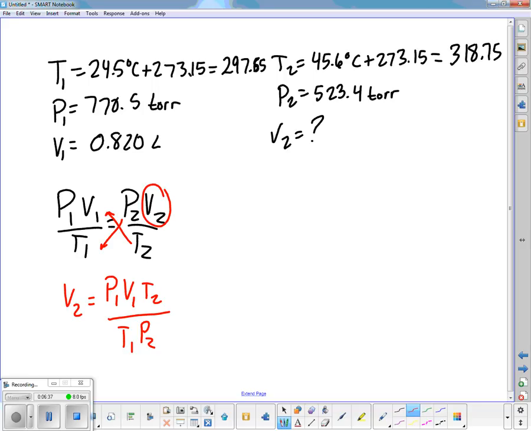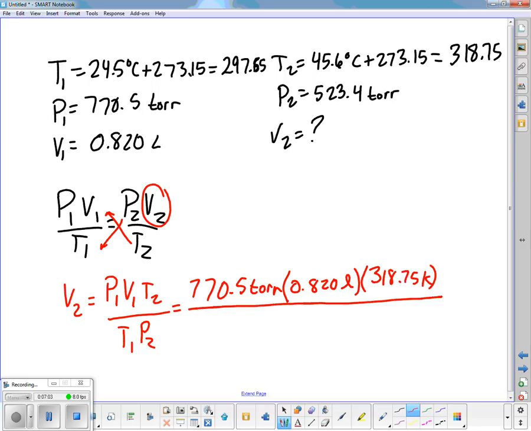Okay, and then I just plug in. The biggest mistake that I see on this one is people forget to put parentheses around the bottom numbers. So P1, 770.5 torr, times V1, 0.820 liters, times T2, 318.75 K, divided by T1, 297.65 K, times P2, 523.4 torr. Now, I remind you again, this bottom stuff, when you hit the divide sign, needs to be in parentheses.